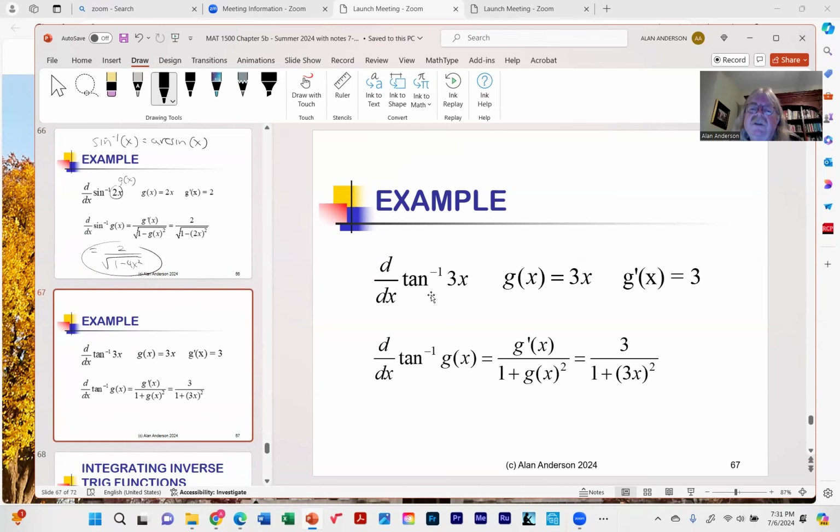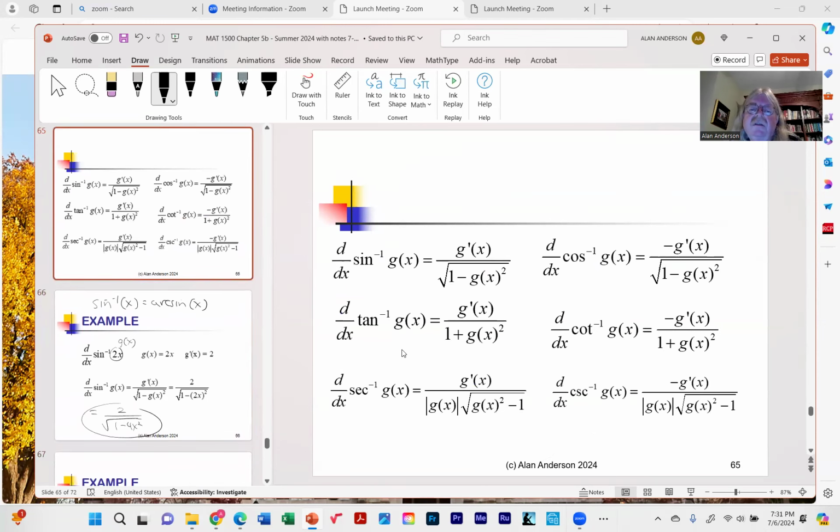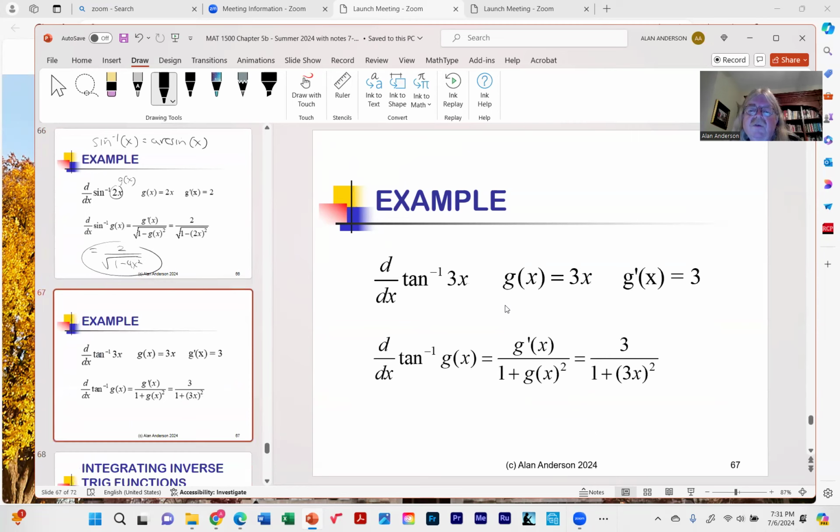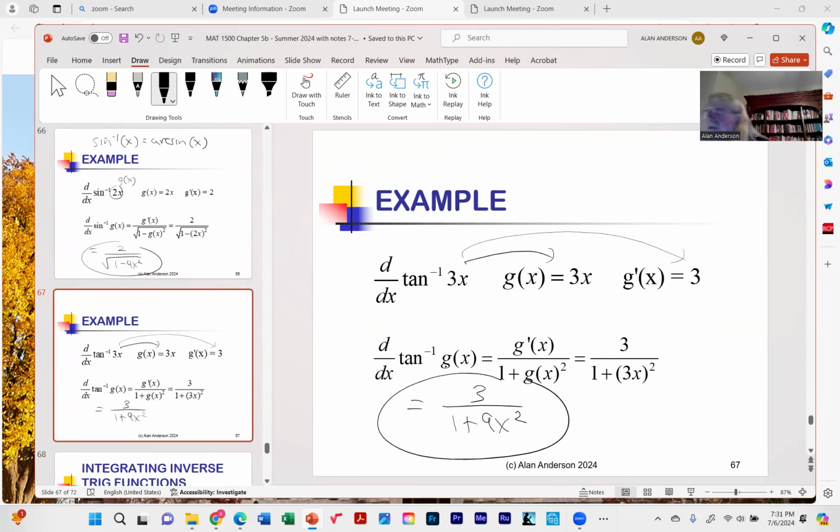How about this one, the tangent? So again, yes, the tangent is here. It's g prime of x over 1 plus g of x squared. Whoops, wrong one. Okay, so this means clearly g of x is 3x. g prime of x is 3. And so we just do some direct substitution and we end up here. But again, if you want, you can rewrite this as, okay.